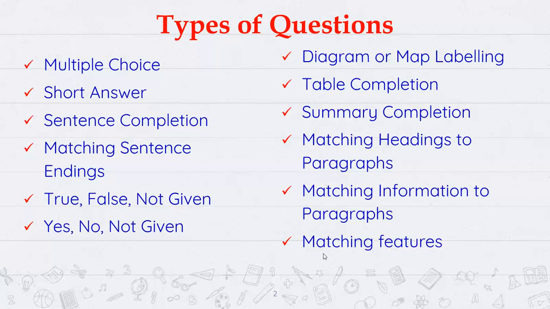Matching headings to paragraphs questions. You'll be given some paragraphs, and they'll be lettered A, B, C, D, E, F, G to whichever letter. They will be given headings also, and these would have Roman numerals, I to whatever number. Usually the headings are more than the paragraphs, and it's one heading, one paragraph. There's no way that one heading would be appropriate for two paragraphs. Take note of that. To be able to answer matching headings to paragraphs questions, you need to first of all read the entire paragraph.